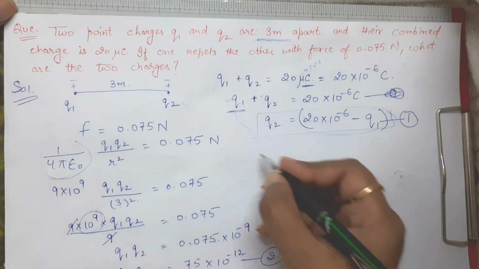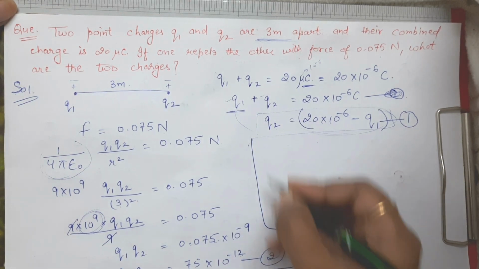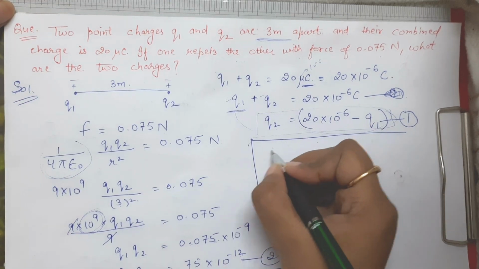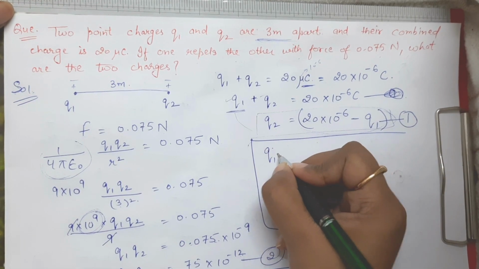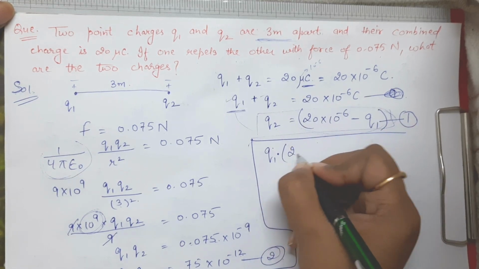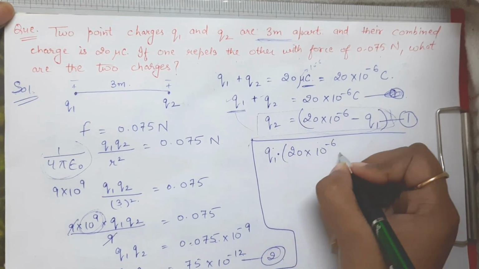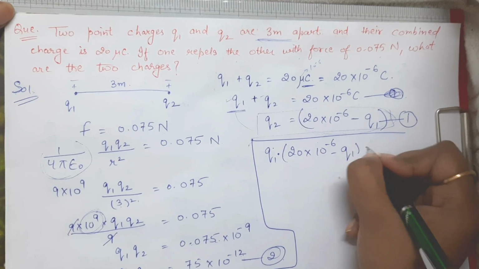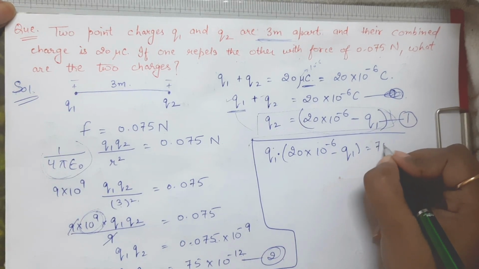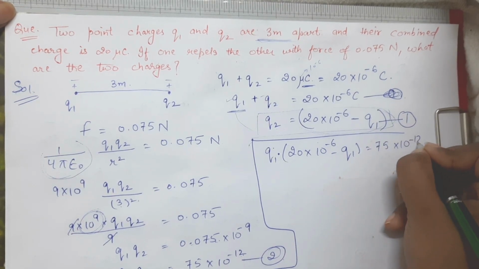So what I'm left with, when I'm going to put this value over here, so we will be getting q1 into q2. Instead of q2, I'm going to write this one, q1 into q2, that is 20 into 10 raised to power minus 6 minus q1. So this is q1 into q2. q1 into q2 is equals to 75 into 10 raised to power minus 12.